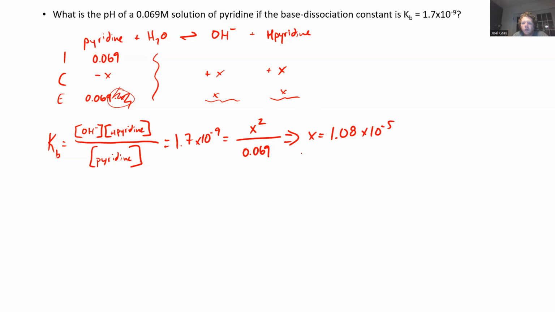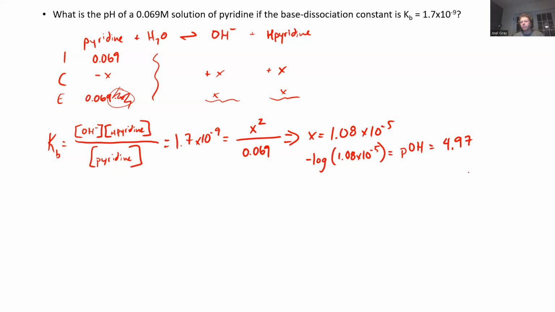And I can use that to figure out the negative log of 1.08 times 10 to the negative fifth, which is the same as my pOH. So I'll plug that in, and what I get is my pOH equals 4.97.